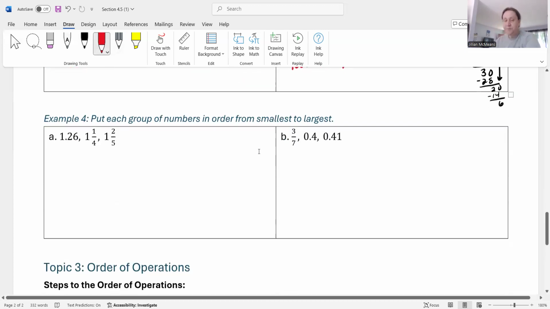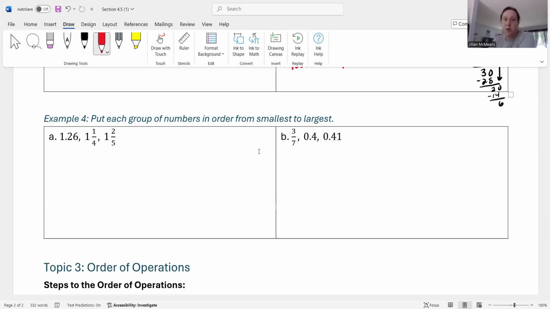Now, when it comes to putting groups of numbers in order from smallest to largest, we're going to follow the same general idea. Okay? So I know I'm comparing 1.26 to 1 and 1/4 and then 1 and 2/5. So let's look at 1 and 1/4. So this is going to be 1.26. This is going to be 1 point something. And this is going to be 1 point something.